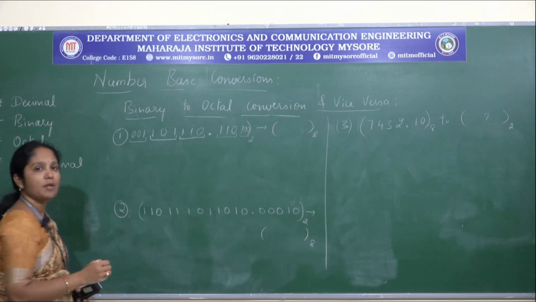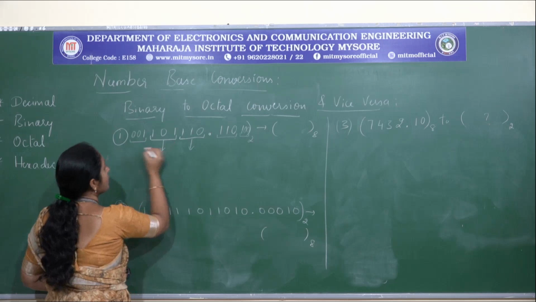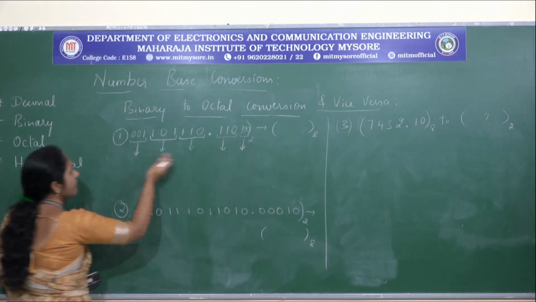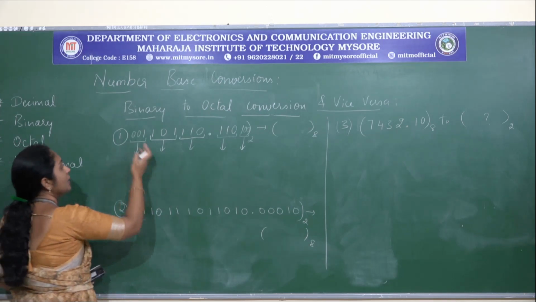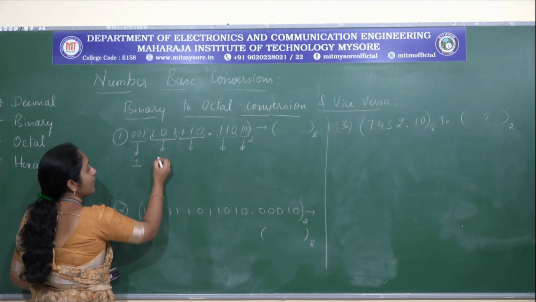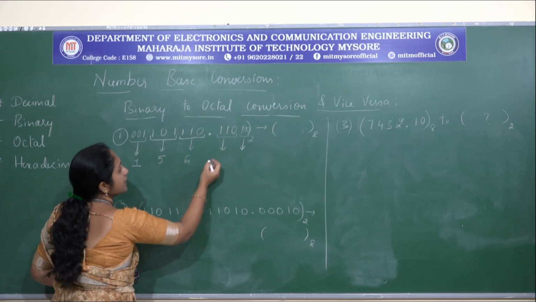Now let me write the equivalent value for this. So here we have 1 0 0. Let us start from here. Since we are writing the equivalent value, you can start from here. 0 0 1 is equal to 1. 1 0 1 is 5, and 1 1 0 is 6.